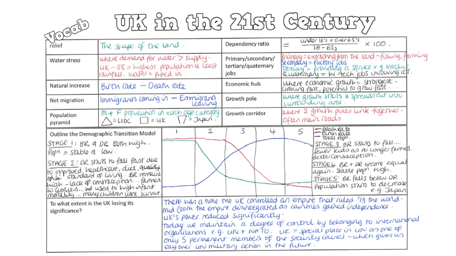An economic hub is where the economic growth is the strongest. It's where perhaps it's growing the fastest, or it has the potential to grow the fastest in terms of economic growth. A growth pole is where the growth starts and spreads out into the surrounding area. Growth corridor is where two growth poles link together, often along main roads, like motorways.